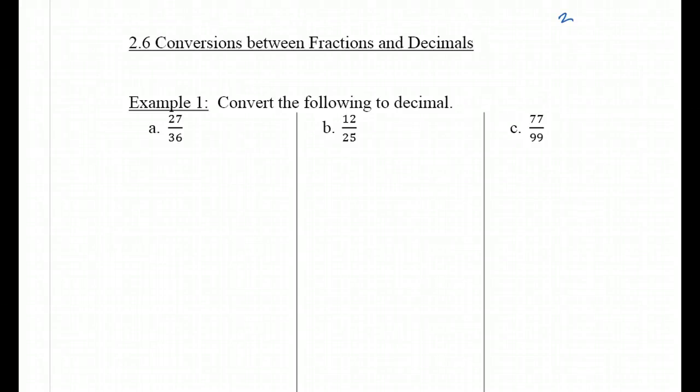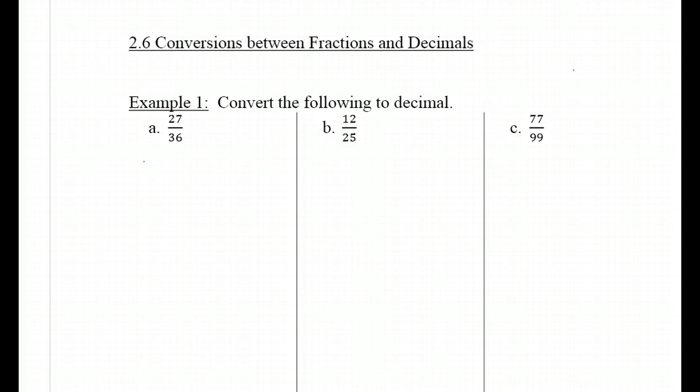Today we're going to be looking at lesson 2.6, conversions between fractions and decimals. So we're going to learn how to go between taking a fraction and turning it into a decimal, and also taking a decimal and converting it into a fraction. So let's jump off with the harder one first, and that is to convert fractions into decimals.